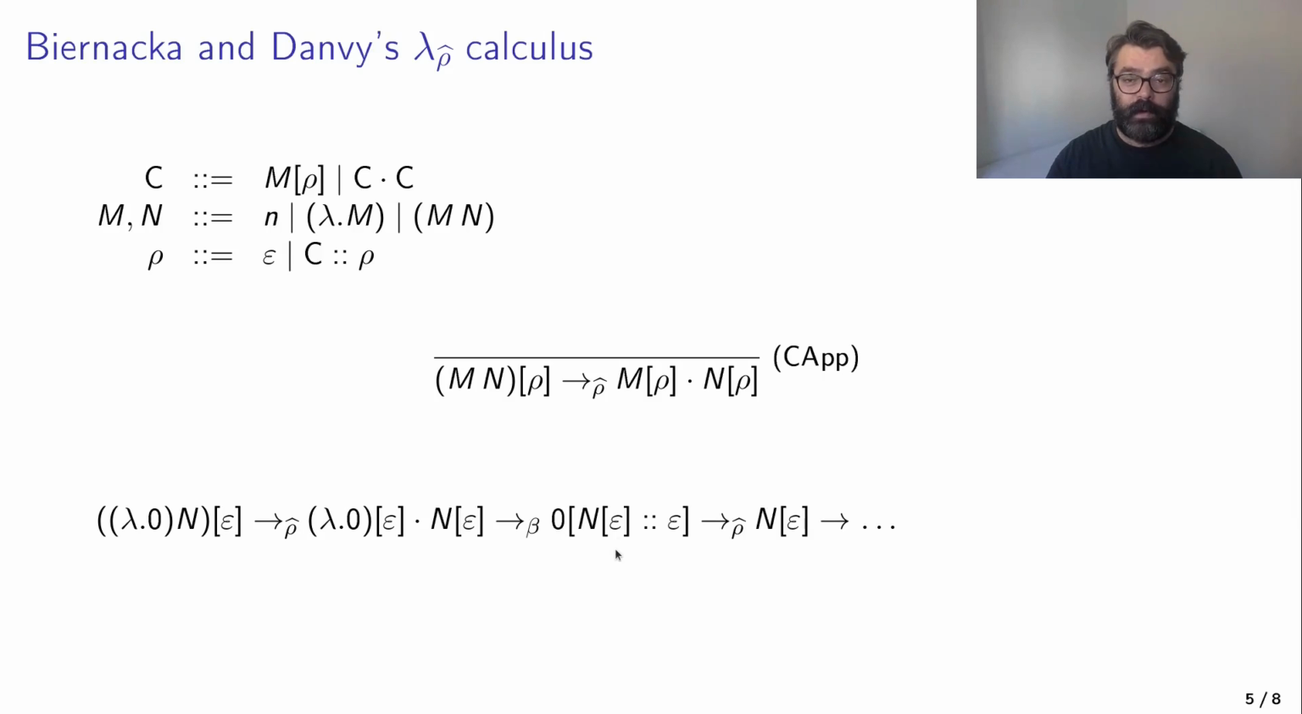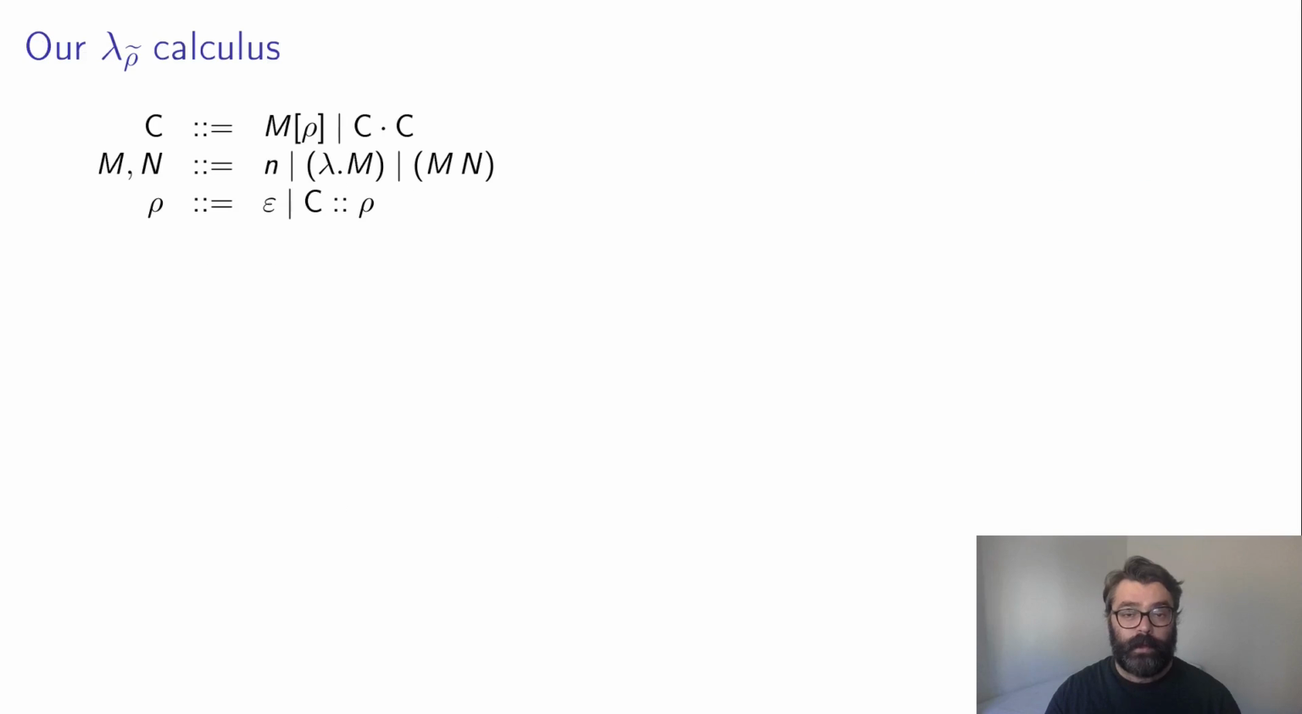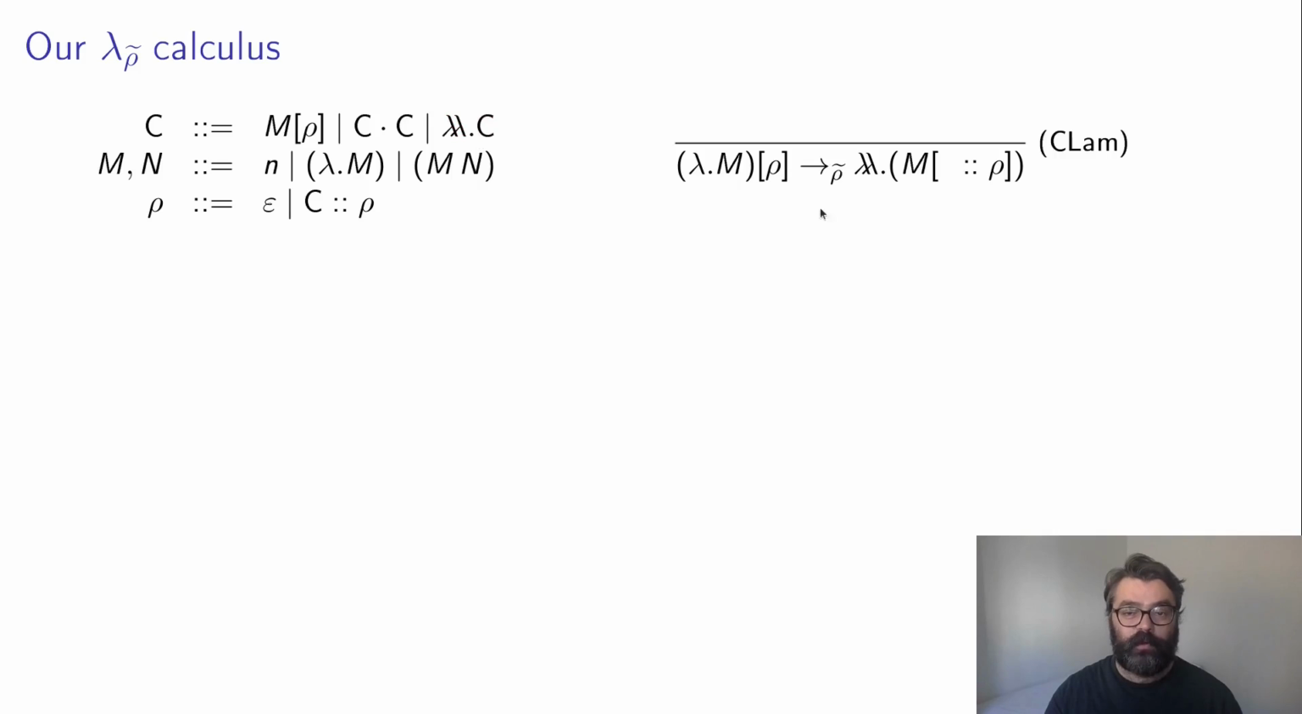Biernacka and Danvy's lambda hat rho is enough for weak reduction. They give an account of both call by name and call by value weak reducing strategies in this calculus. However, it cannot accommodate full reducing strategies. We remedy this by further extending the calculus with a constructor for closure abstraction. We also provide a new expansion rule that expands abstractions into closure abstractions.